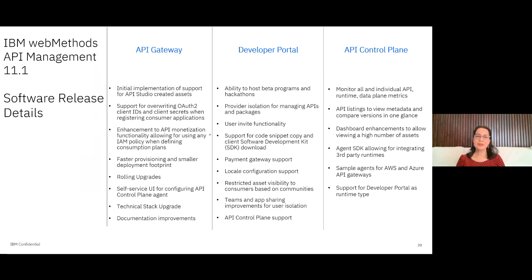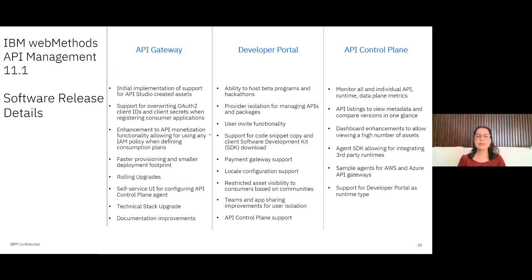So the next slide really covers some of the highlights, and these are just some of the features. There are not many in each of the product areas that I talked about. It's a busy slide. I won't get into all the details, but let's talk about API Gateway for a minute. Developing API Studio created assets and governance is again one of the key highlights.